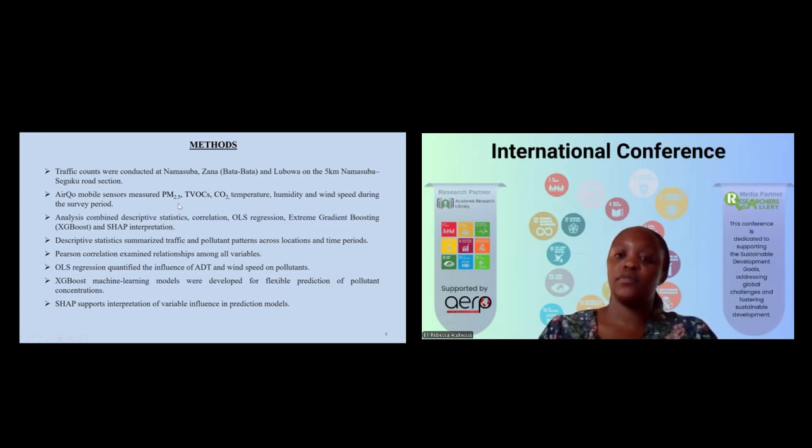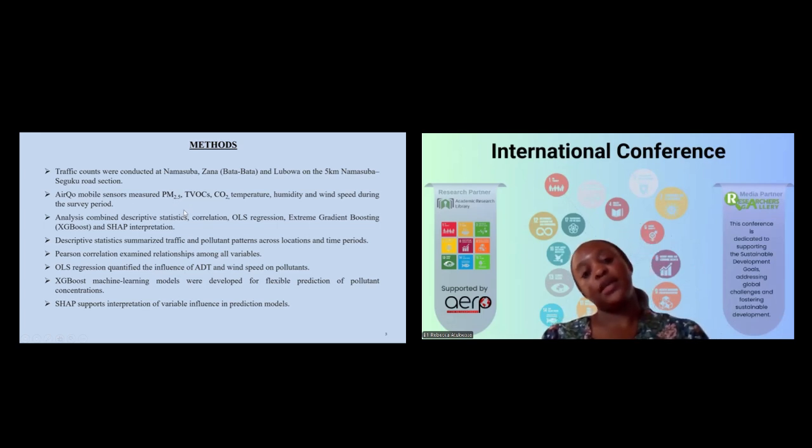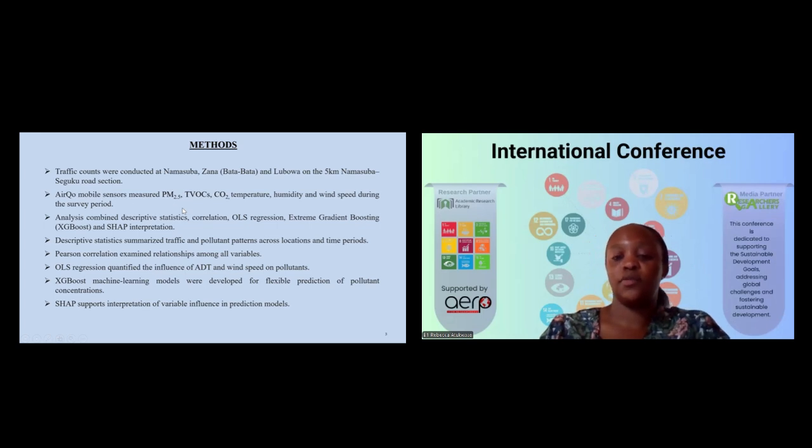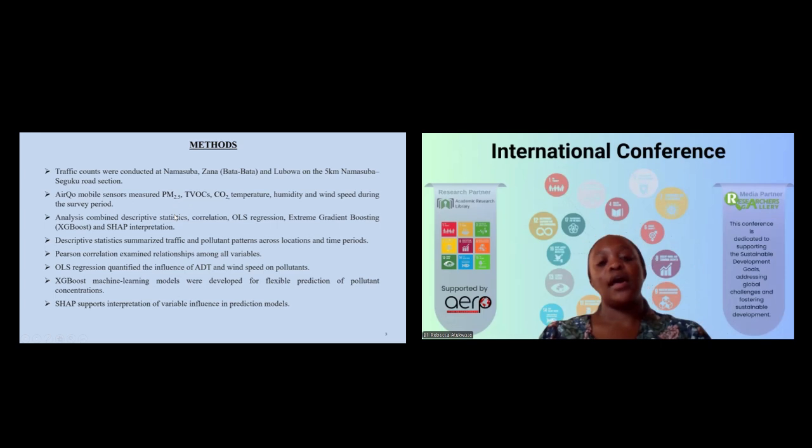Analysis involved descriptive statistics, Pearson's correlation, ordinary least squares regression, and for predictive modeling, I used extreme gradient boosting machine learning models, and I used SHAP to interpret the variable influence in the prediction models.